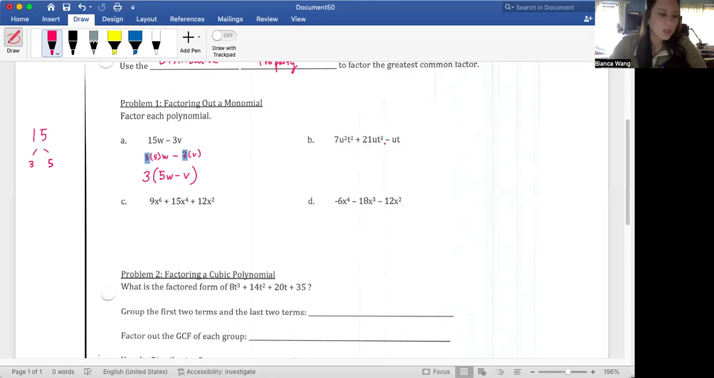So looking here, I have a 7, a 21, and then I don't have a coefficient here. So when I look at this, I can identify, okay, the first term would be 7 times u times u times t times t. The second term would be like 3 times 7, right, times u times t times t. And then our last term would be -1 times u times t. So we can identify that actually all of them have just one u and one t in common.